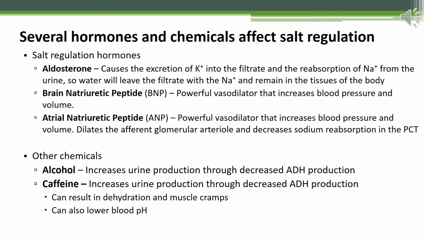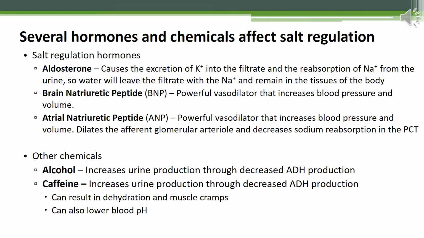And then there's atrial natriuretic peptide, or ANP, and this might be wrong in the other set of urinary system slides. This is also a powerful vasodilator such that it also increases blood pressure and blood volume. Specifically, this hormone dilates the afferent glomerular arteriole and decreases sodium reabsorption in the proximal convoluted tubule.